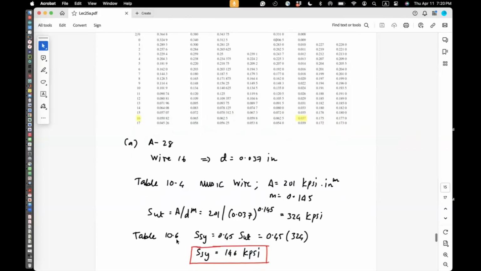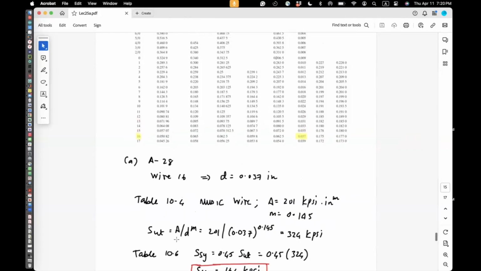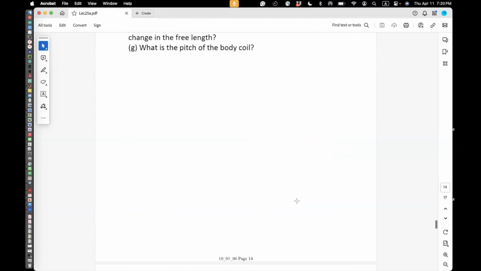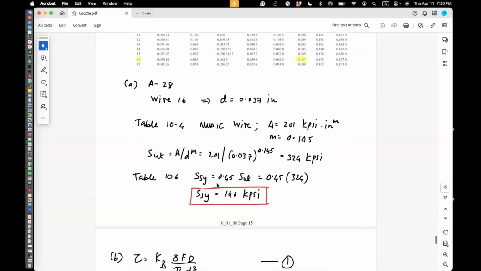Then we go to table 10.6. If we go back to table 10.6, right here, we know that we are looking at music wire. Here the maximum percentage before set removal, that's what we assume, is 0.45 of SUT. So we go down and we have SSY is 0.5 SUT. So it comes out to be 146 kpsi.